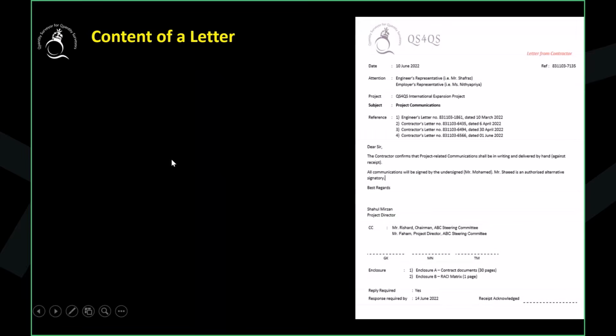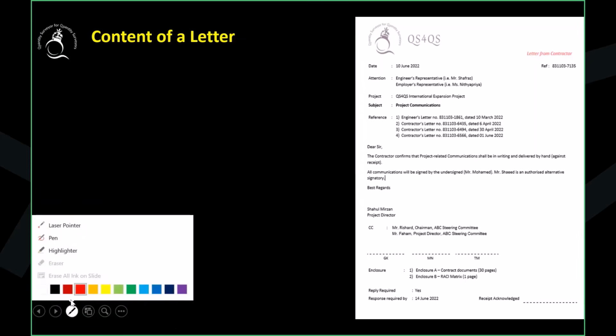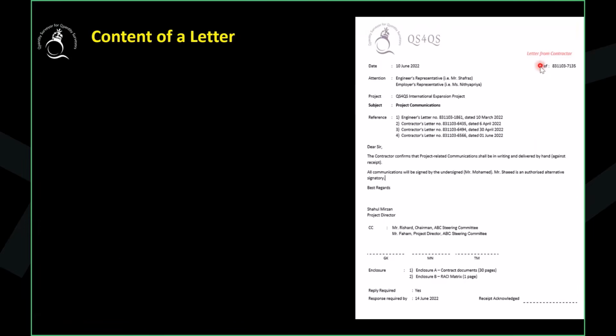I will explain, so try to capture this. This is a simple format I have included here. If you are writing a contractual letter, I am going to use the pointer here. The letter should have the date. Without a date, you are making a great mistake in a contractual letter. The date should be there.